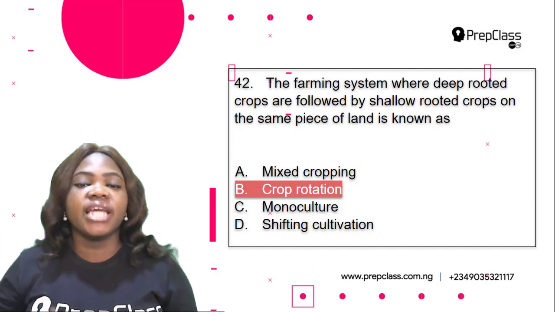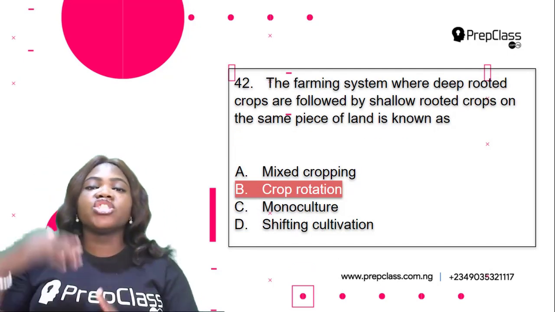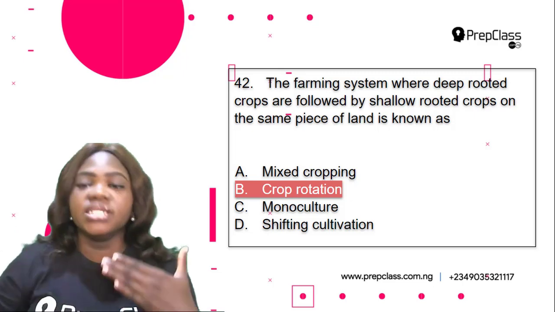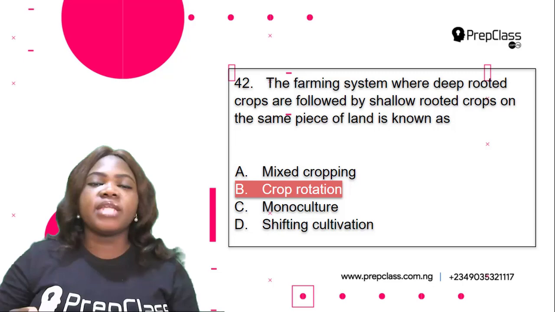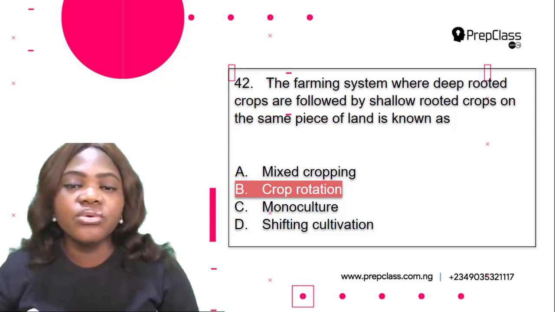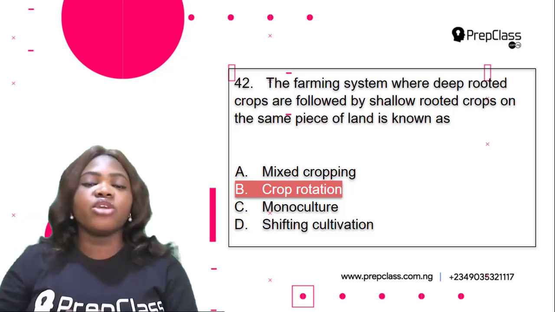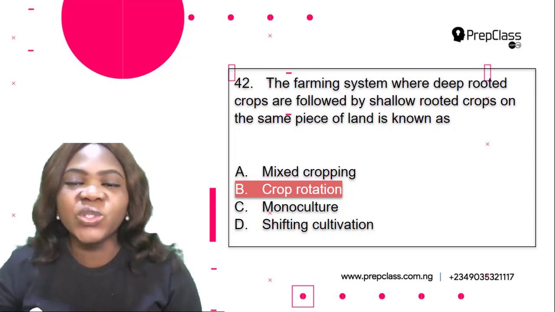So the correct option here is crop rotation. Crop rotation is growing of crops in succession, that is one after the other, and one of the principles states that deep-rooted crops should be followed by shallow-rooted crops. So the correct option is option B, crop rotation.